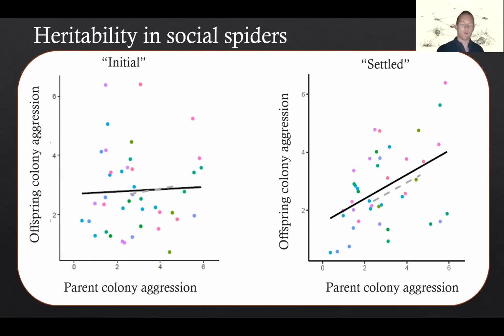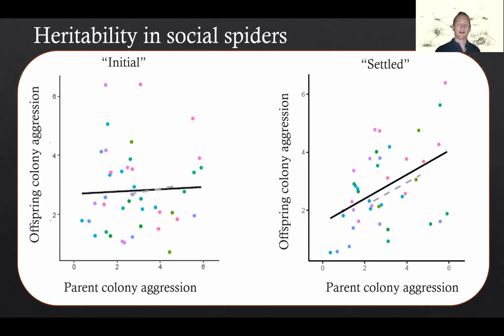So we waited a week and then went back and measured the offspring colonies another 3 times over 6 days. And this measure of settled behavior does positively correlate with the parent colony aggression, suggesting that more aggressive parent colonies do have more aggressive offspring colonies. And so there's some degree of heritability.